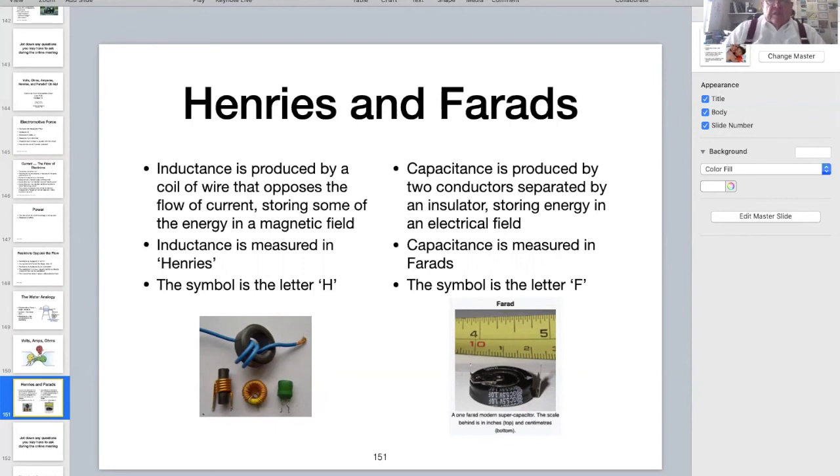Inductors and capacitors are very often used together in electrical circuits, as they have complementary capabilities. For instance, a pulsating current can be smoothed out by a combination of capacitors and inductors, as we'll see in a later video.